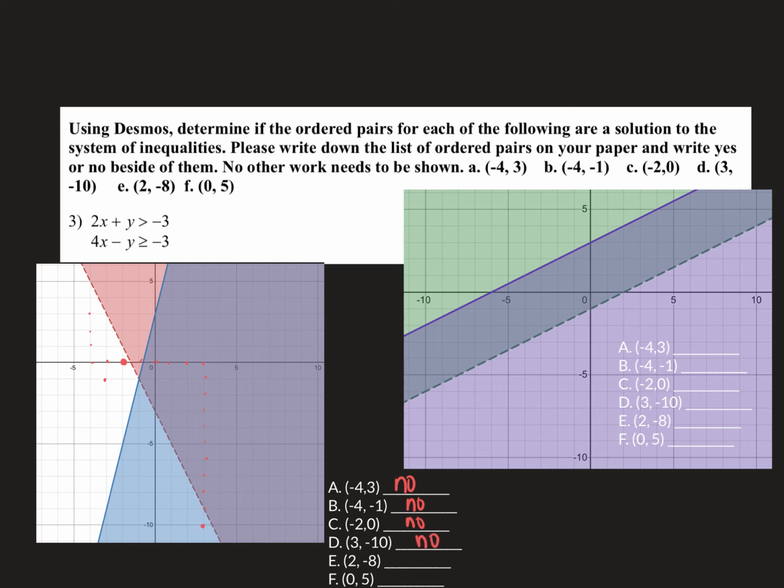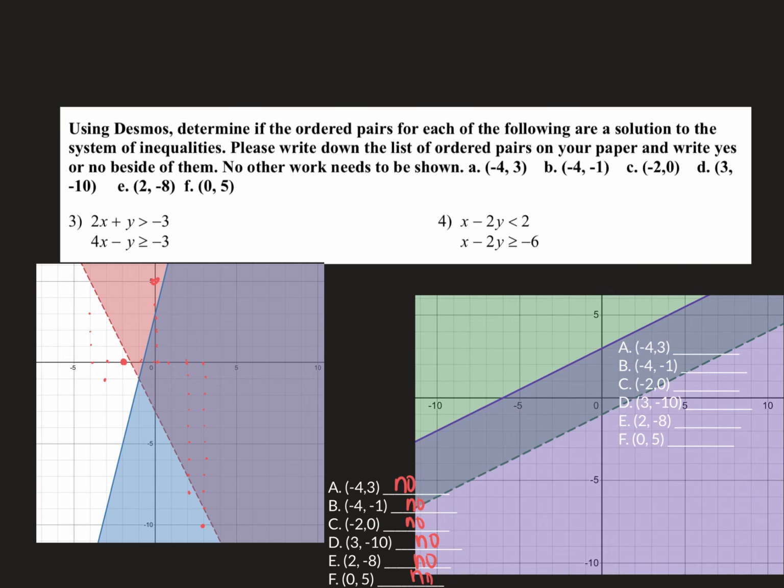2, negative 8. Negative 8 is also a no. And then 0, 5. Yep, those were all no. Interesting. Let's look at number 2. I covered up the inequalities with the graph. Hold on, let me move that down. There they are.